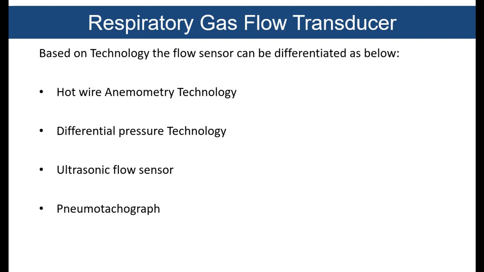So there are some technologies of the flow sensor, and as per that the measurement is being differentiated. The very first in that is the hot wire anemometry technology. Second one is the differential pressure technology. Third one is the ultrasonic flow sensor technology. Last one, we have the pneumotachograph technology. All these four flow sensor technologies are being used in the respiratory gas flow transducers.